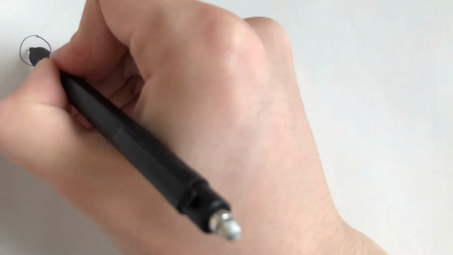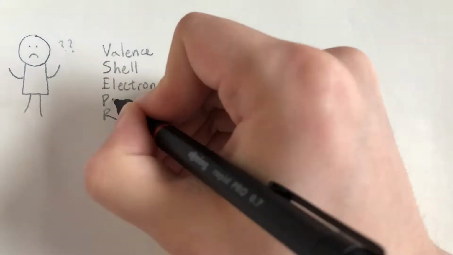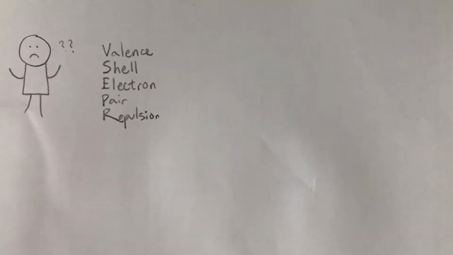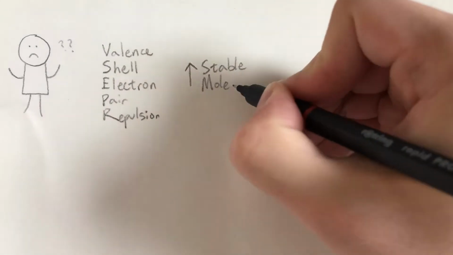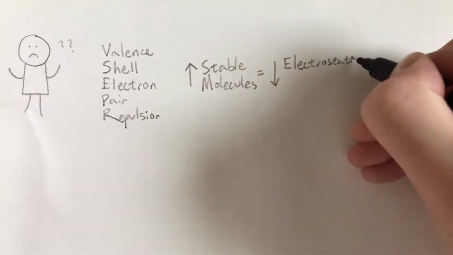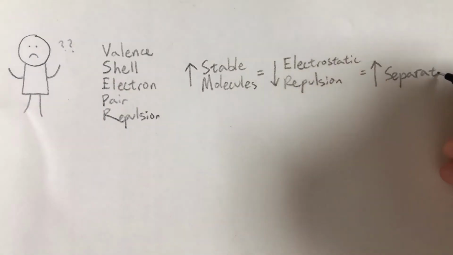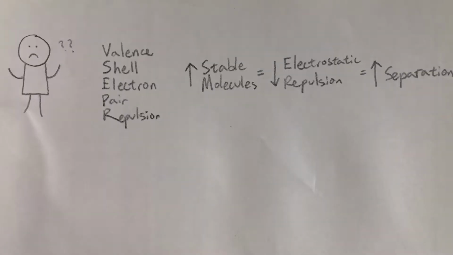I'm sure many chemistry students have had a similar question that I had during the molecular geometry unit. Valence shell electron pair repulsion theory, or VSEPR theory, suggests that molecules are most stable when electrostatic repulsion is minimized. That is, when there is the greatest degree of separation between bonded atoms and/or lone pairs.